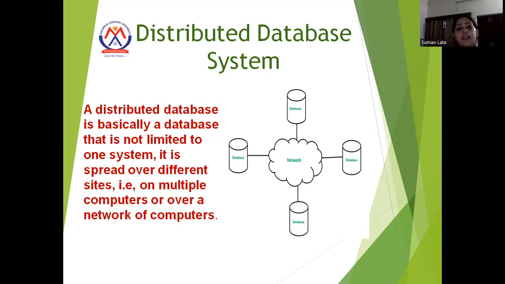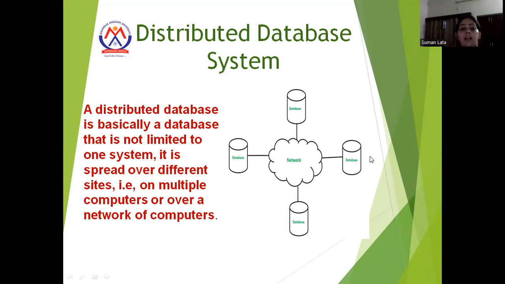Now, first, distributed database system. We are going to start the distributed database system. First of all, we will start with the introductory part. A distributed database is basically a database that is not limited to one system. It is spread over different sites, that is, on multiple computers or over a network of computers. Here, the diagram is showing database 1, database 2, database 3, and there is a network. This network connects the different databases at different sites.